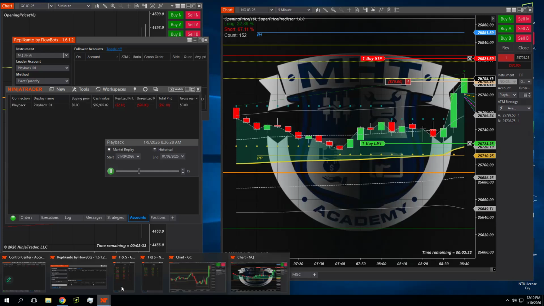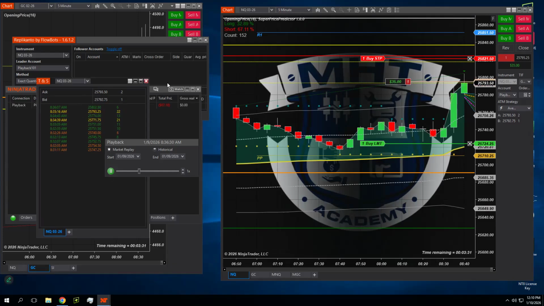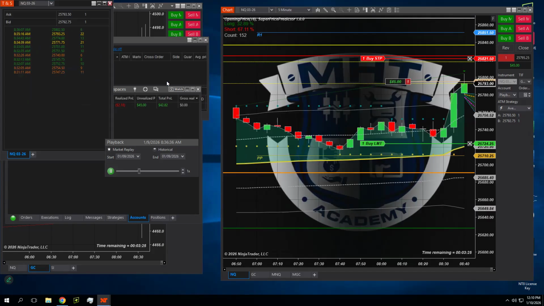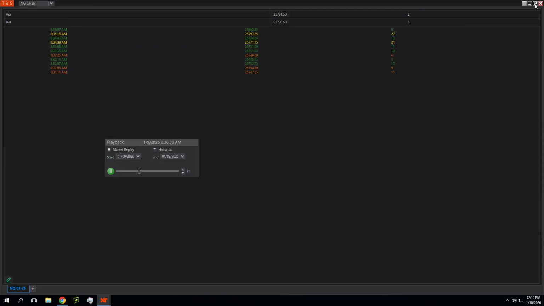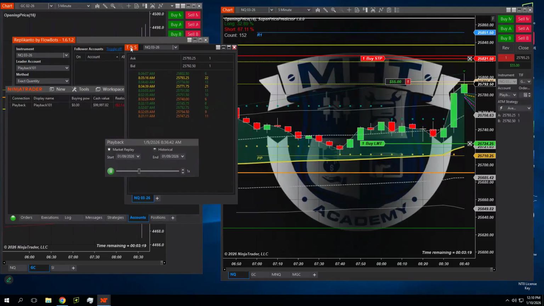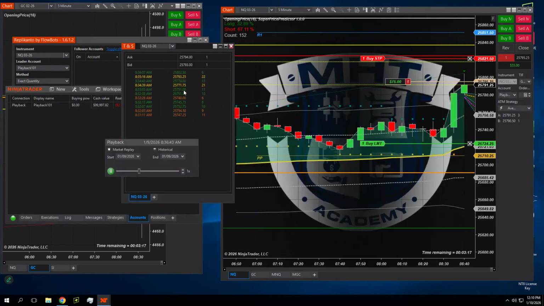And then also when you do practice, your time and sales shows what happened on that day as well. So this is literally what practice is for, so that you can see everything that's happening that you might not have seen Friday. You might not have noticed that Friday, that time and sales was moving around the same time. So use the time of practice to pull up those things.